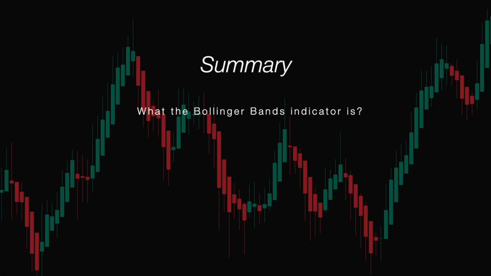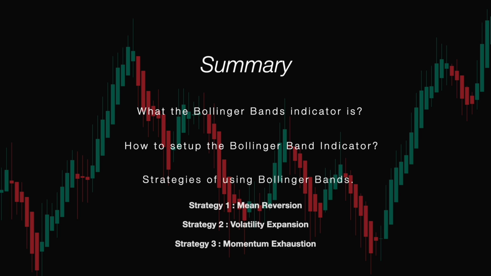To summarize, we've learned what the Bollinger Band indicator is, how to set it up, and how to use it in real market conditions. We covered 3 key strategies: mean reversion, volatility expansion, and momentum exhaustion.